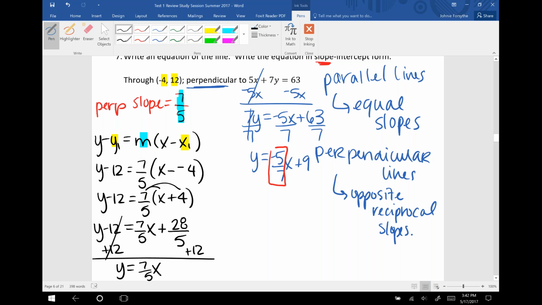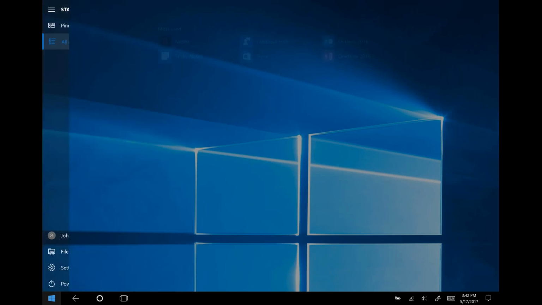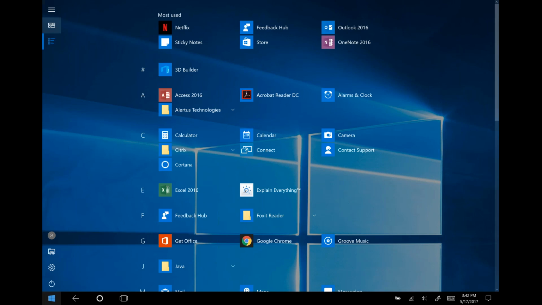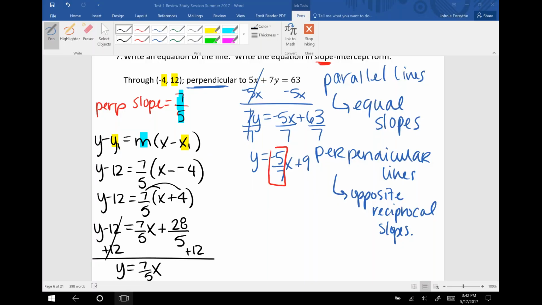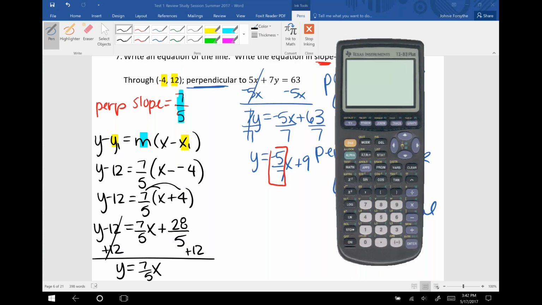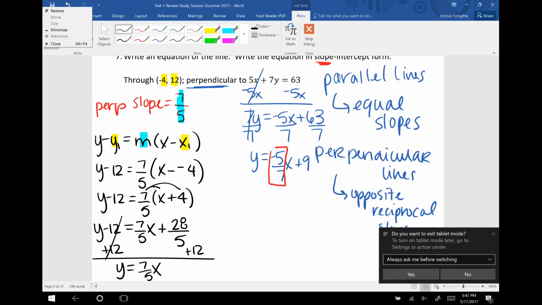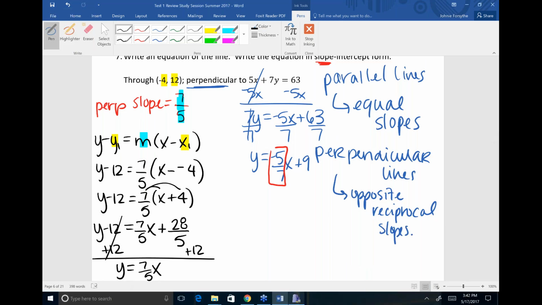7/5x. And just to get some practice using the calculator, let's do that. Where did my calculator go? There we go. Okay. Let's practice that. I have to change modes whenever I do this, so that's why you may hear a little weirdness. Okay. Yes, I want to exit. And I need my calculator.